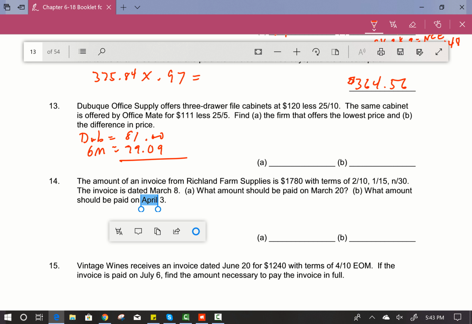And the difference in price is $1.91. And that means that the best deal is by OfficeMate because it's $1.91 cheaper than Dubuque. Now you have to determine who is closest and what are the costs of delivery and those types of issues to determine is it worth $1.91.